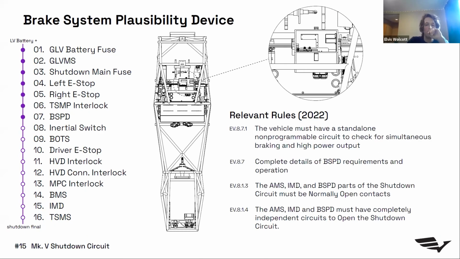The BSPD circuit that detects the faults and breaks the shutdown circuit has to be non-programmable. But the microcontroller on that board is able to detect when the BSPD circuit faults, and it is able to use that to then stop requesting torque, publish the fault to the CAN bus, do anything we want to. The rules just care that if that microcontroller died, the shutdown circuit would still open when the BSPD fault happens.